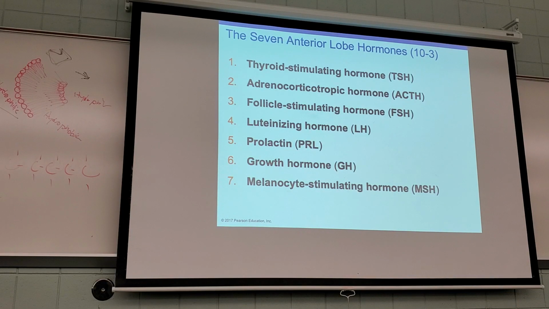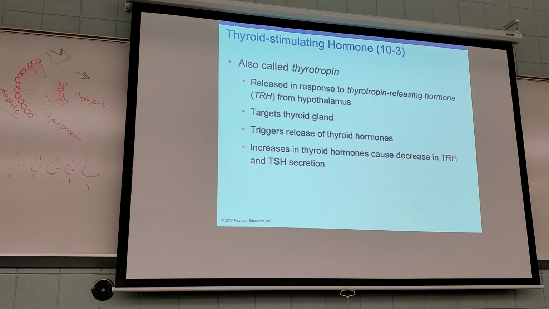So, is it possible to memorize these? Probably. To remember that those are in the anterior lobe, and then you have your oxytocin and ADH in the other one. That's definitely a huge chunk out of all this stuff. Okay.